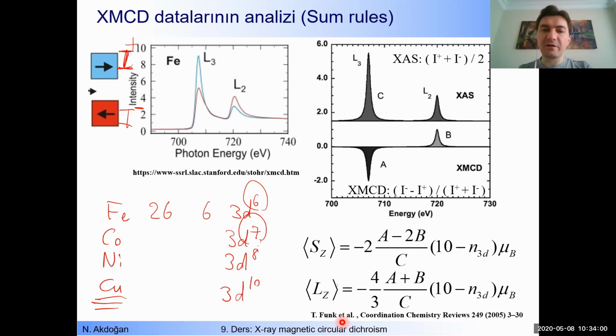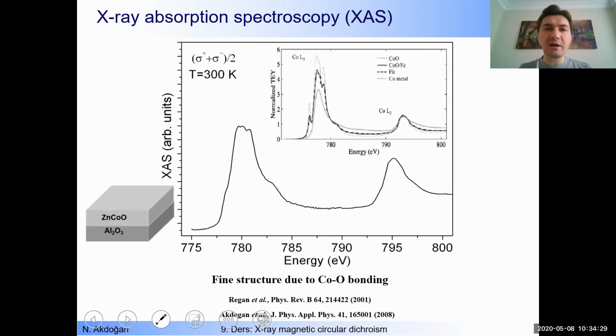Okay, so by using the sum rules, you can calculate the spin magnetic moment and orbital magnetic moment of each element under investigation by using XMCD measurements. Do you have any question here? Okay, for the details, you can visit that literature. So now let me finish with that transparency.